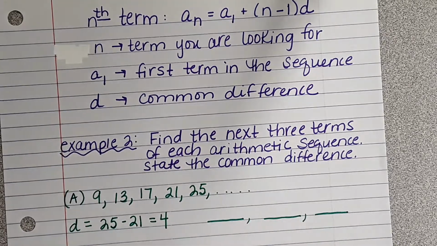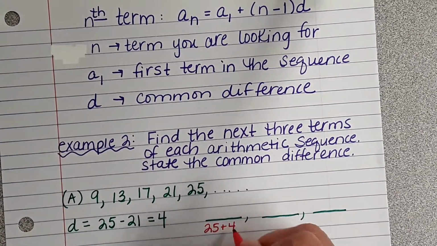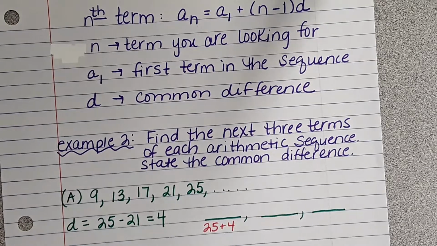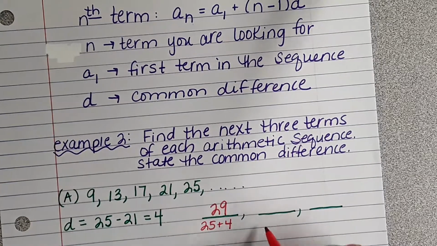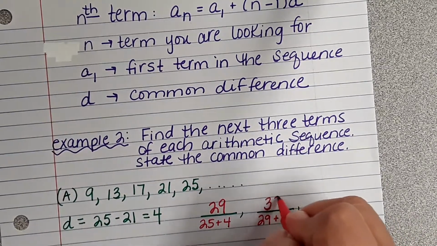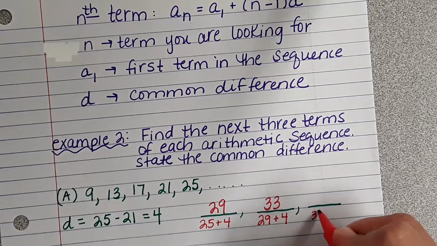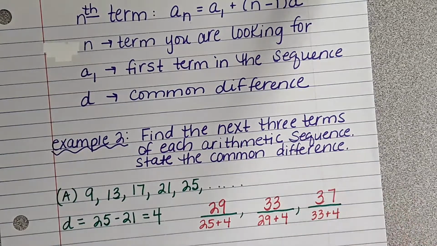So I'm going to take 25, the last term that I see, and add 4. What is 25 plus 4? Yep, it is 29. Then I'm going to take 29 and add 4 again, because my common difference is 4, so I'm adding 4 each time. What is 29 plus 4? And then it becomes 33 plus 4, which is 37. So my next 3 terms are 29, 33, and 37.